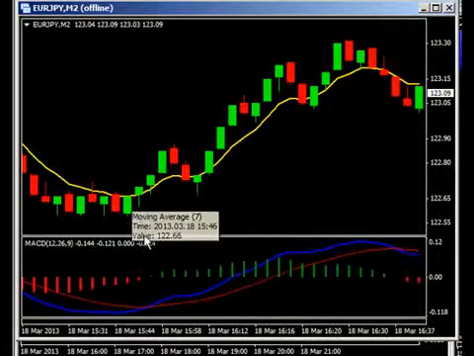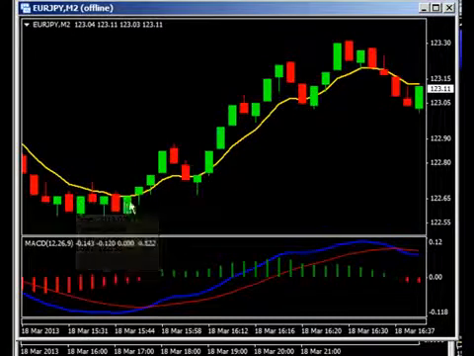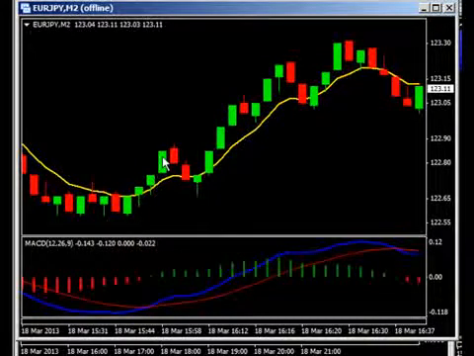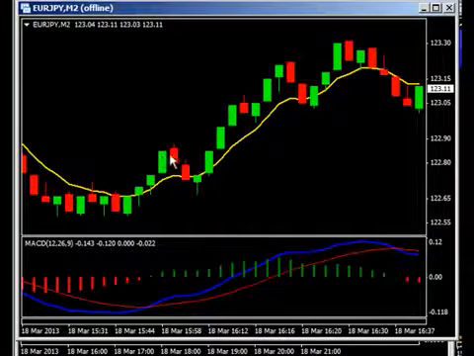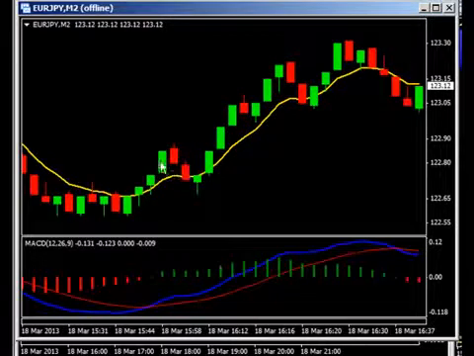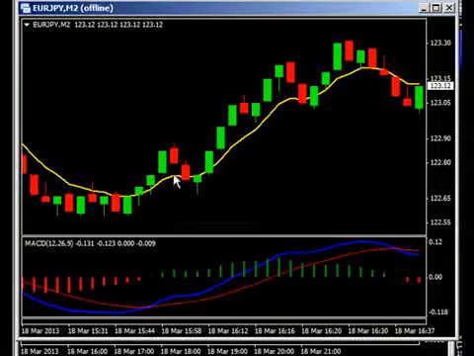Because it's crossing above, I want to see green bars. And I don't want to see them side by side like this. I want to see them green, green, separating from each other, going up, going up, going up. And then I want to see a pullback. And then on the pullback, I want to see if there's a close below the 7.